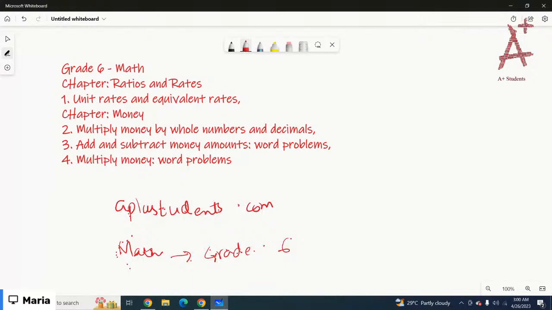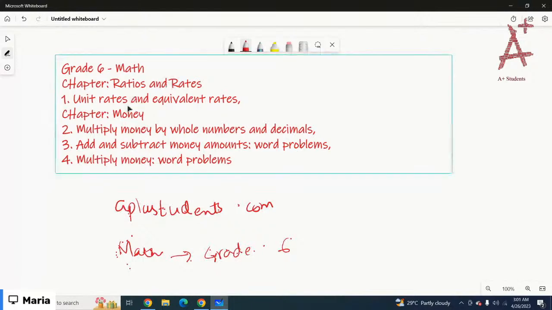There you can find a list of the chapters. We're going to start with the chapter ratios and rates, and the lesson is unit rate and equivalent rates. We're going to start the new chapter that is money, and the lessons we're going to cover are multiply money by whole numbers and decimals, add and subtract money word problems, add and multiply money word problems. So let's just start with the first lesson that is from the chapter ratios and rates.